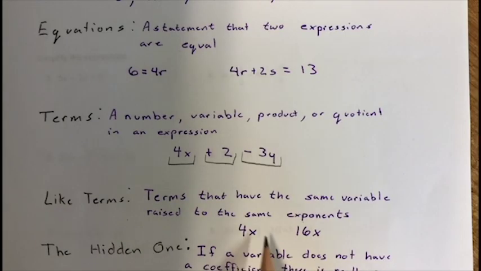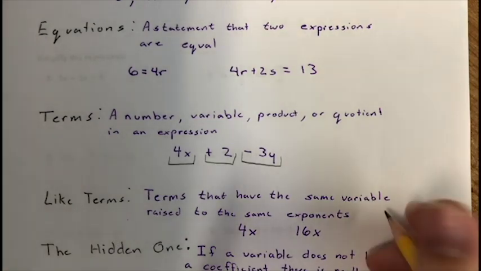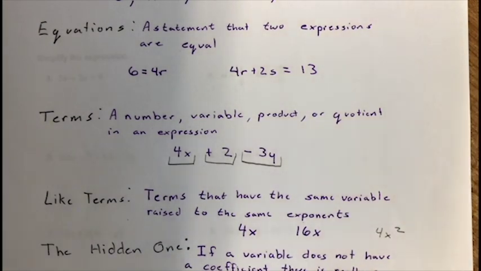For instance, I have 4x and I have 16x. They look different, this is a 4 and this is a 16, but they're like terms because they both have x's. Now, if I had written 4x squared, this one would not be a like term, because it's raised to the second power. It is not a like term compared to these two, all right?